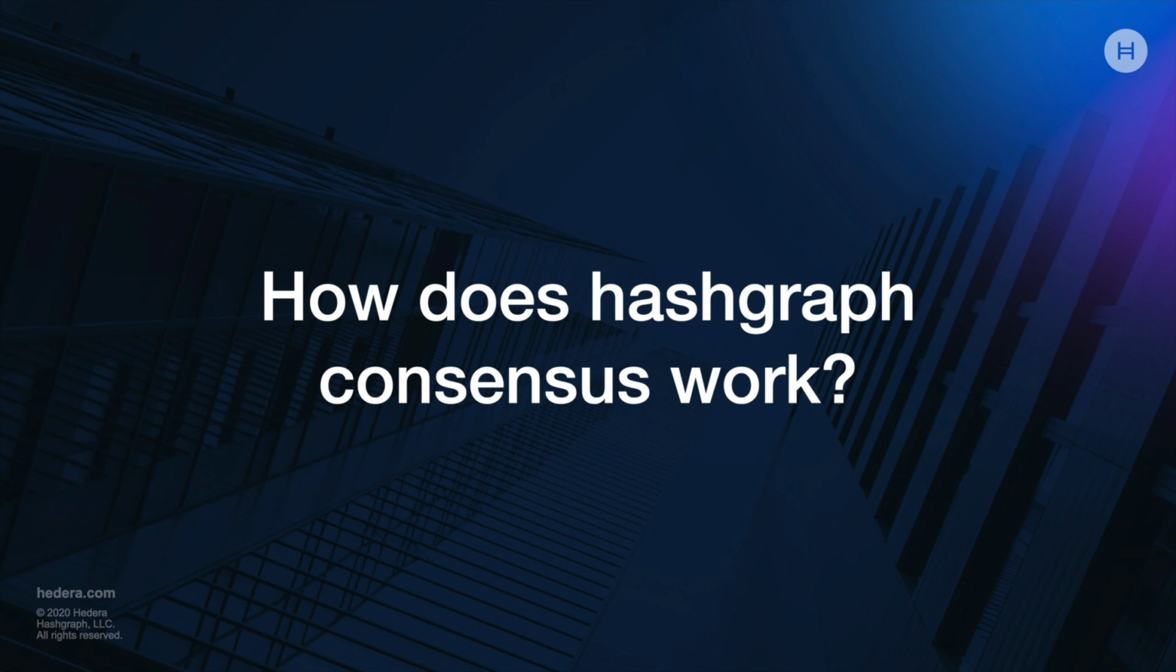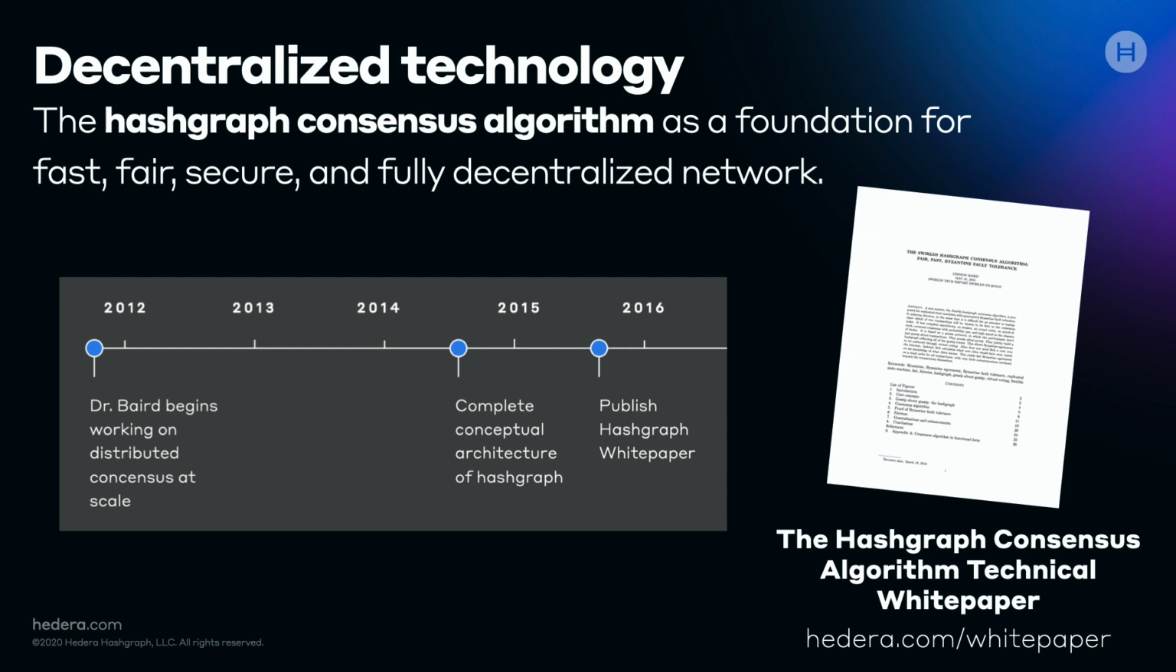So how does Hashgraph consensus work? To give you a quick history, the Hashgraph consensus algorithm was created by Dr. Leemon Baird. He's the co-founder and chief scientist of Hedera Hashgraph, and he began working on distributed consensus at scale a little bit before 2012 and completed the conceptual architecture in 2014. Then the Hashgraph white paper was published in 2015. And since then, there have been Coq proofs that have validated that the Hashgraph algorithm is in fact asynchronous Byzantine fault tolerant, which ensures, again, the highest degree of security for a public distributed ledger.